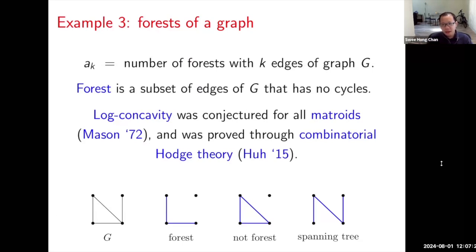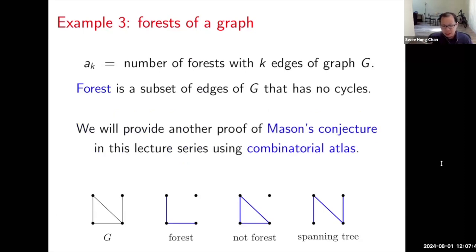And this theorem, together with Hodge theory, was cited by the International Mathematical Union in 2022 as one of the many reasons behind awarding June Huh the Fields Medal in 2022. And today, our goal will be to give another proof of Mason's conjecture by using this method of combinatorial atlas. That will be our goal for today.